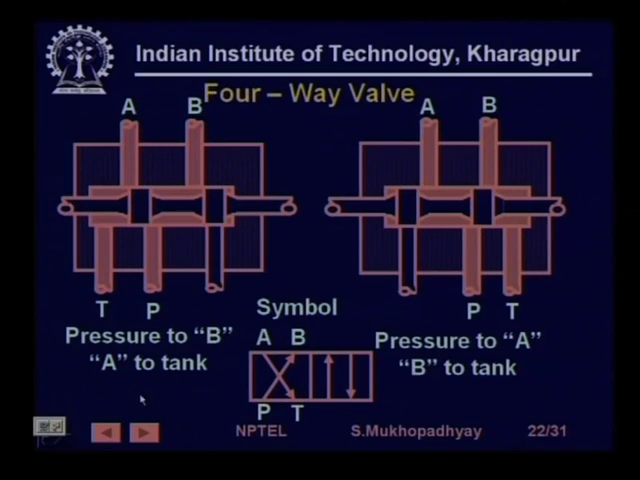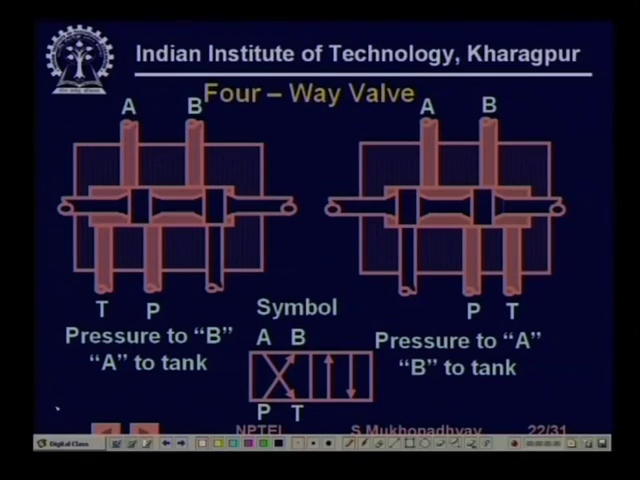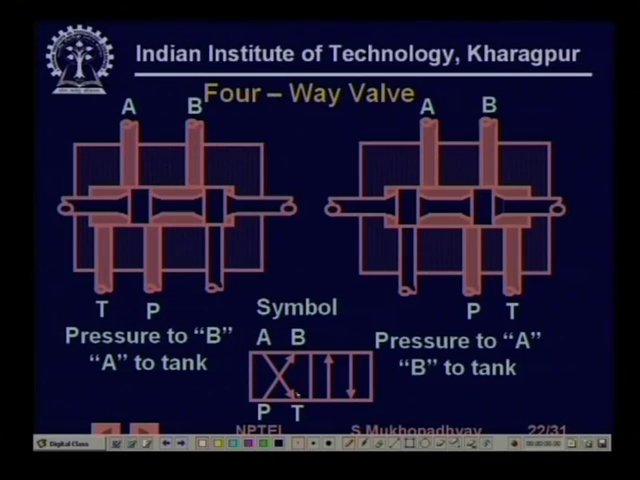Then we come to 4-way valves. In 4-way valves it is exactly similar, only now in each position both A and B are connected to the pump and tank. In this position the pump is connected to B and the tank is connected to A, while in this position the pump is connected to A and the tank is connected to B. So, you see that by construction this is exactly similar. The same valve becomes 2-way or 4-way basically depending on the geometry, how wide this is.